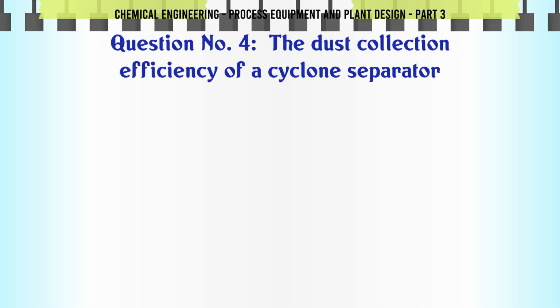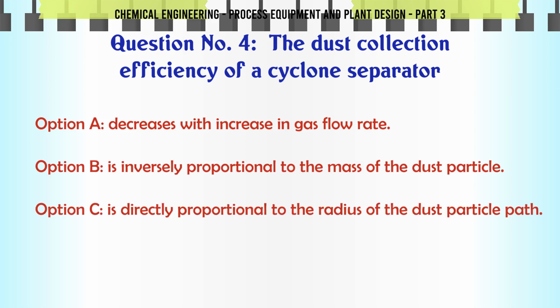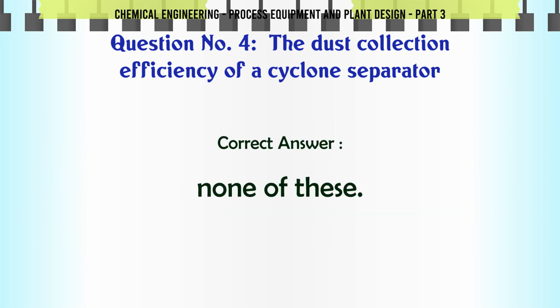The dust collection efficiency of a cyclone separator: A decreases with increase in gas flow rate. B is inversely proportional to the mass of the dust particle. C is directly proportional to the radius of the dust particle path. D none of these. The correct answer is none of these.